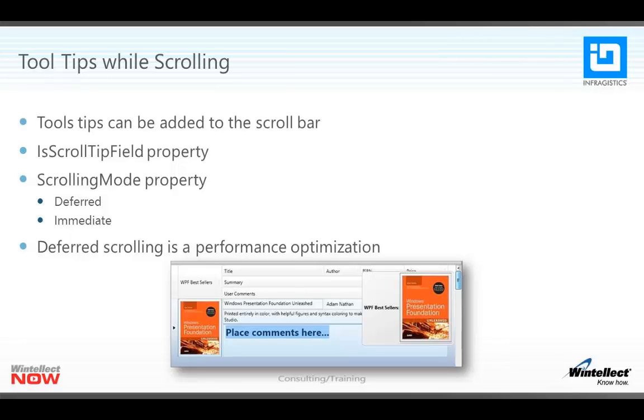deferred. Setting scrolling mode to immediate will cause the grid to scroll each record in view as you drag the scroll bar thumb. Deferred scrolling is a performance optimization because virtualization prevents each record from coming into memory until it is scrolled into view.